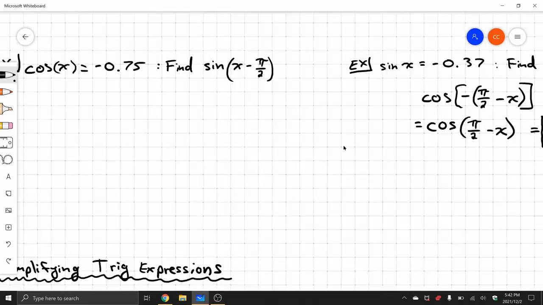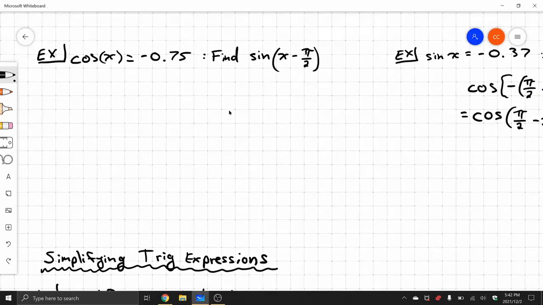So you guys go ahead, pause the video, and try the same thing here for this one. I'm given cosine of x is equal to negative 0.75, and I'm asked to find the sine of x minus pi over 2.